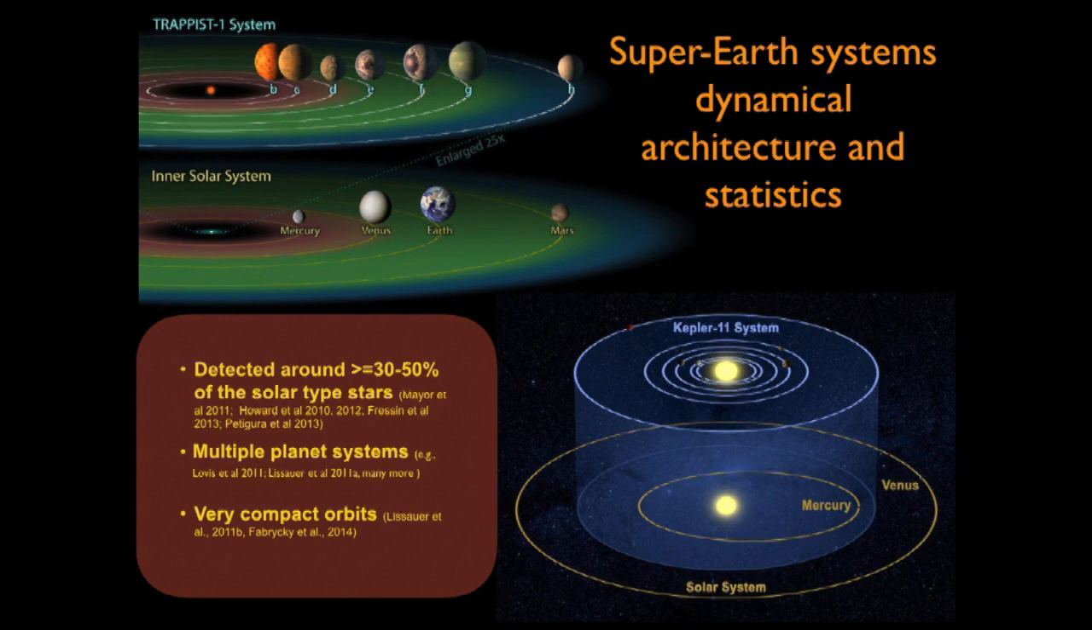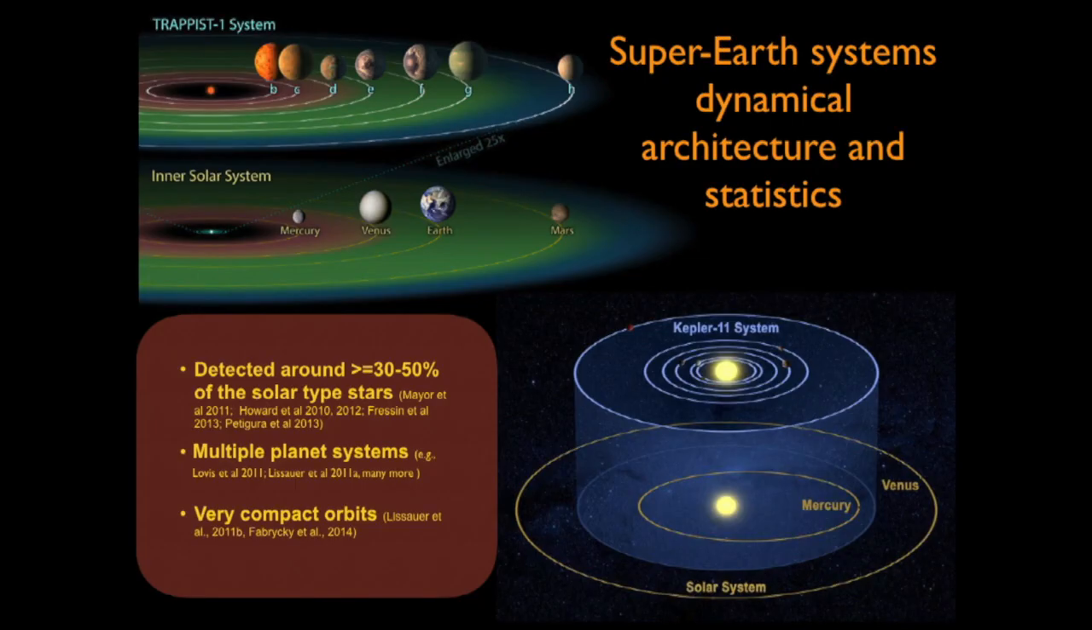So what kind of statistics do we have for these super Earth systems? They are observed in about 30 to 50% of the solar-type stars. They come in multi-planet systems, and they have very compact orbits. So the solar system does not have something like this.